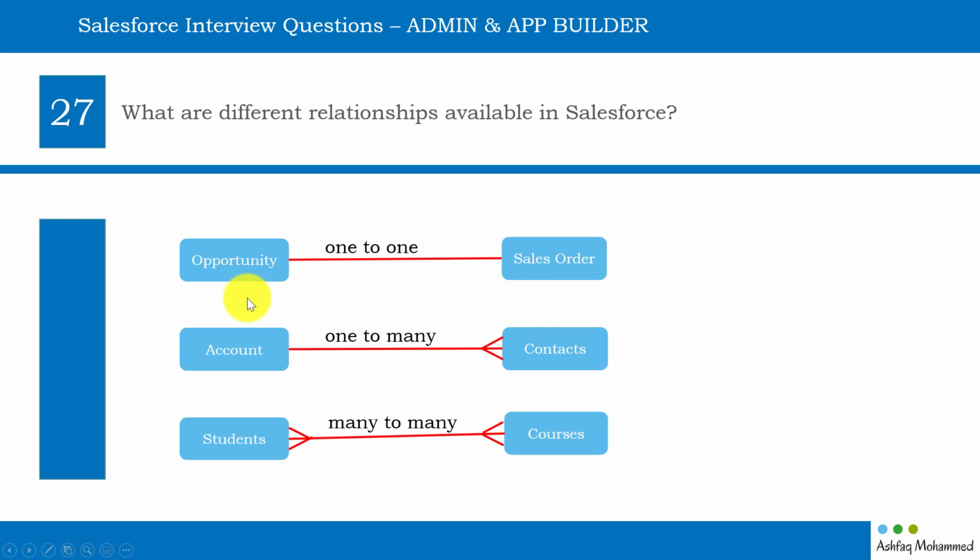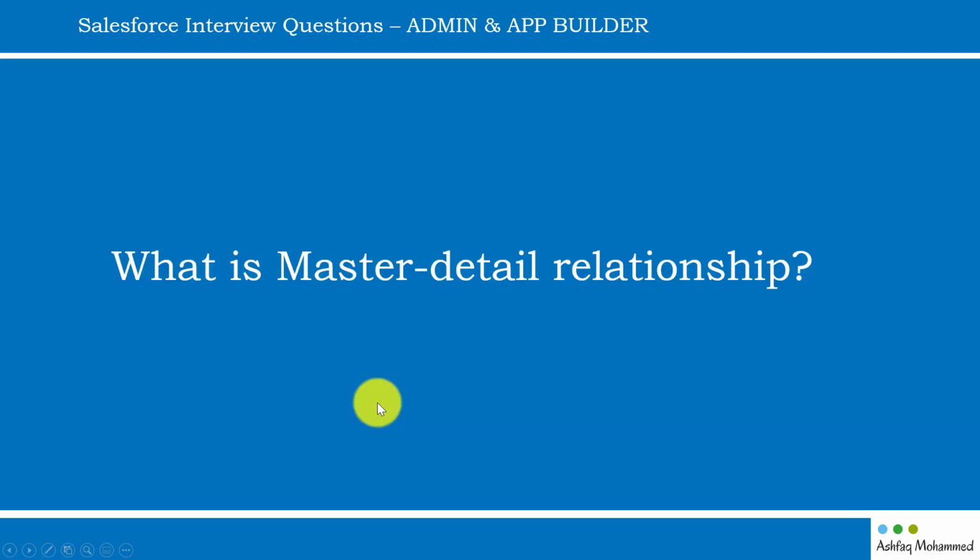If you see the pictorial form of this, one opportunity is associated to one sales order, right? So I want to restrict users from creating more than one sales order for an opportunity. At that time, I can go ahead and create a one-to-one relationship. And one account can be associated to multiple contacts. That is nothing but a one-to-many relationship. And many students can take many courses, like for example, one student can take many courses, and one course can have many students. So these are the three different options we have.